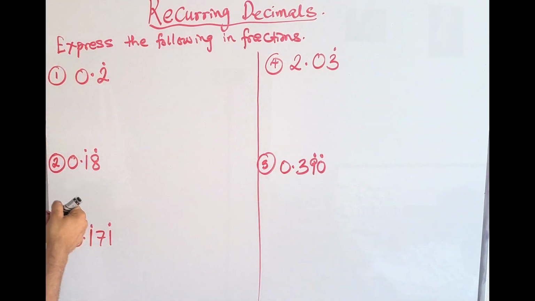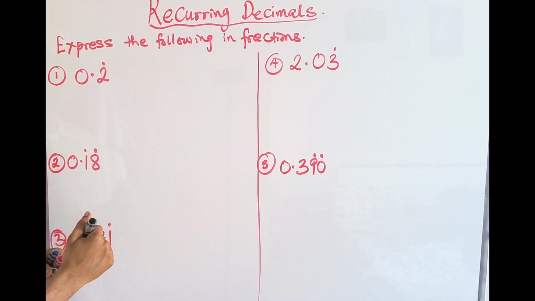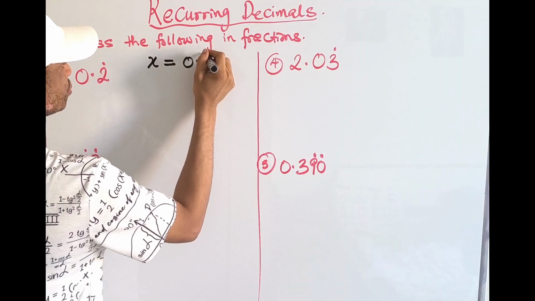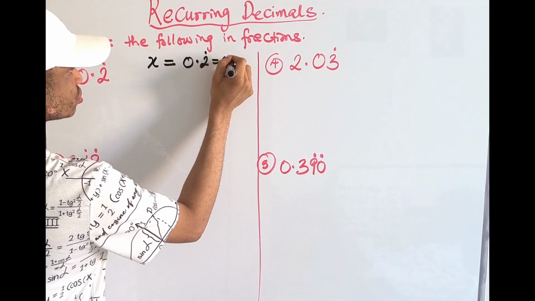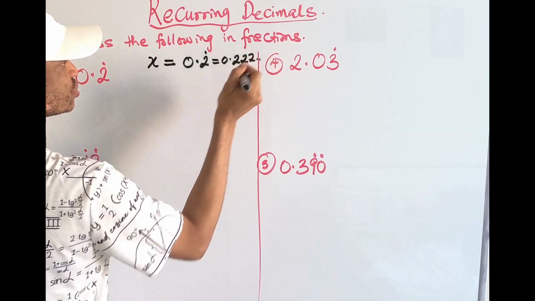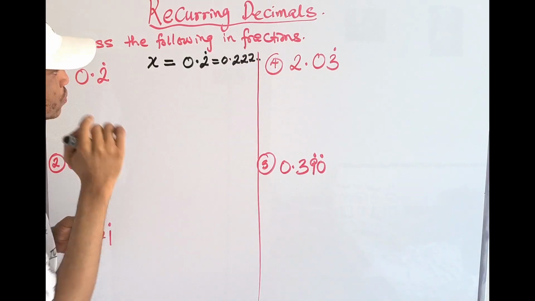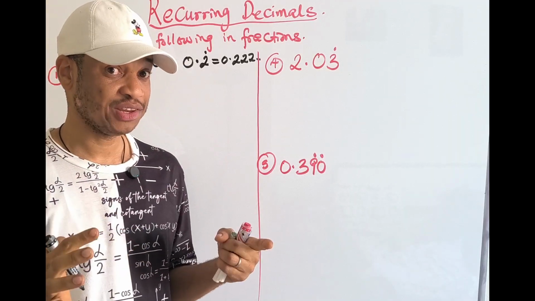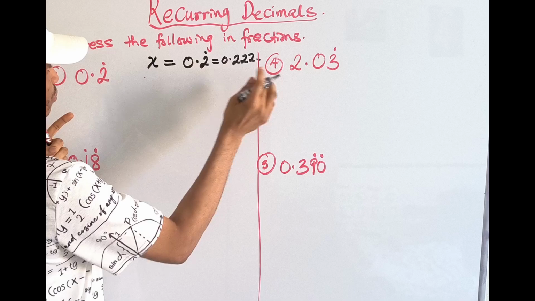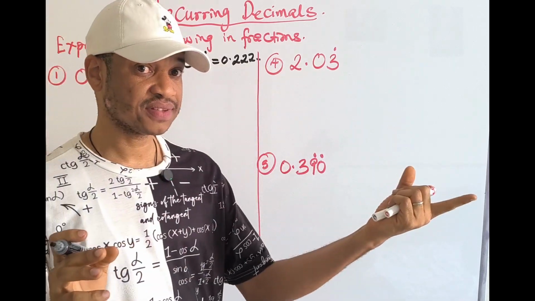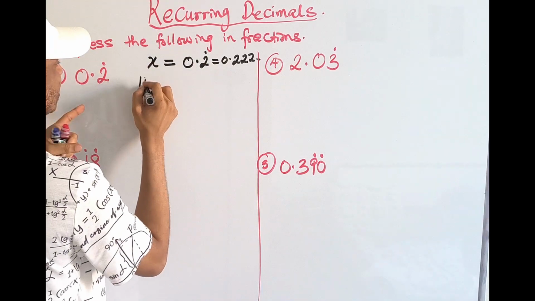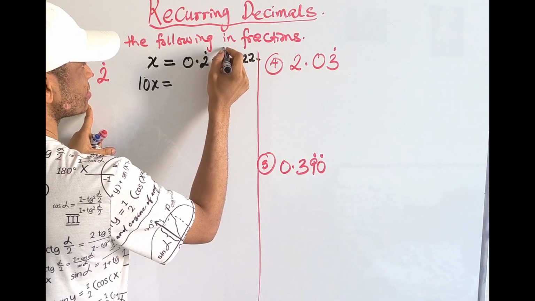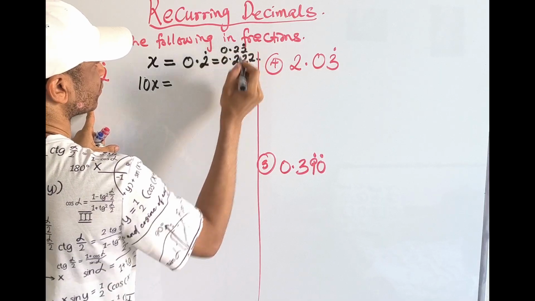The first one is 0.2 recurring. So what do I do first? The first thing I'll do is to make x equal to 0.2 recurring. Note that this is the same thing as 0.22 and it continues. I'll recommend you always start by multiplying by 10. You'll see a pattern. So I multiply this by 10, both sides. Remember in math, whatever you do to the left hand side, you have to do to the right hand side. So 10x is equal to, I can shift the recurring here, so this is the same thing as 0.22 recurring.